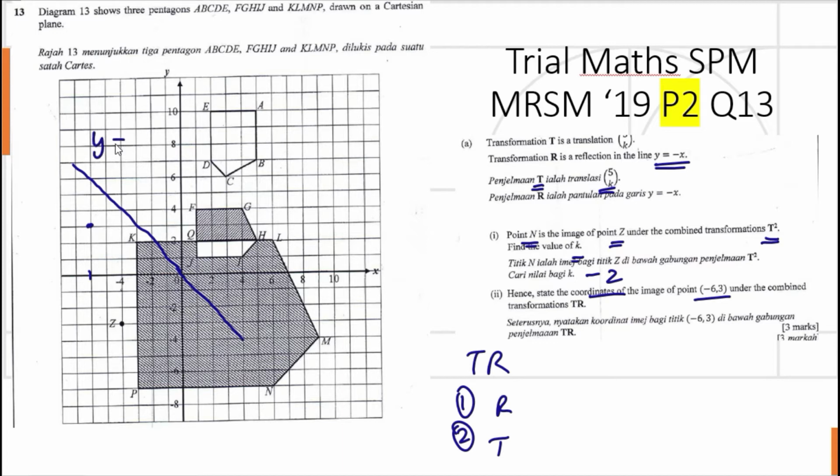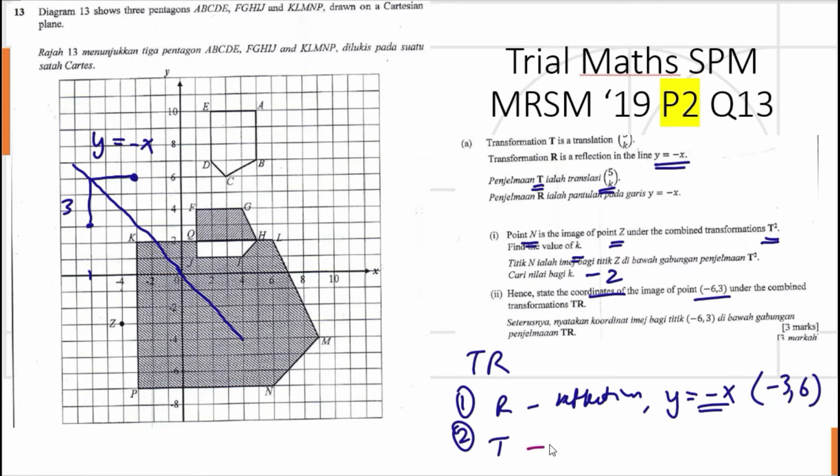This is Y is equal to negative X. So first, reflection Y is equal to negative X. So under reflection Y is equal to negative X, you can see here it goes 3 upward, so it should go 3 also, which is this point. So after reflection in Y equal to negative X, the point is negative 3 and 6.